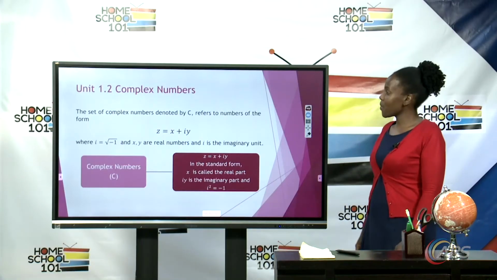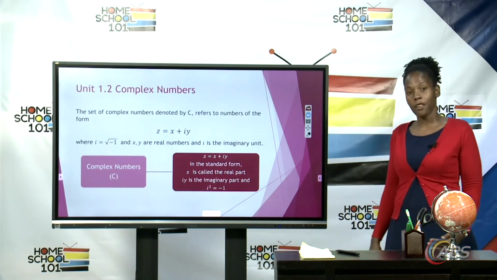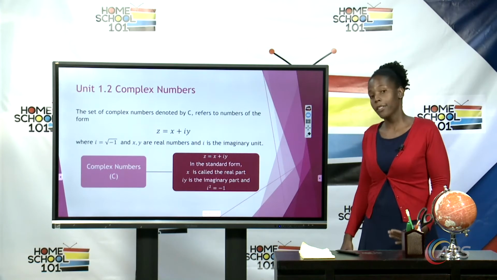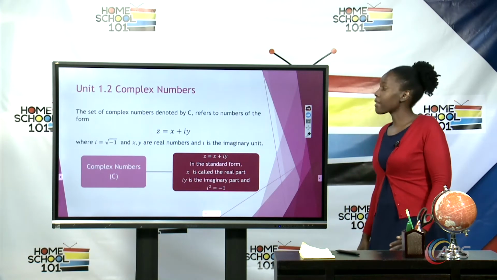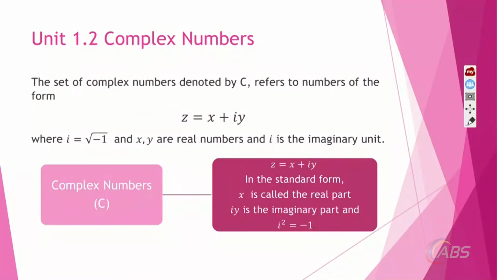The second thing we will look at is complex numbers. So we have been looking at numbers, and we said that we're looking at two number systems. The first one we looked at was the real number system, and the second one we're now looking at is the set of complex numbers.